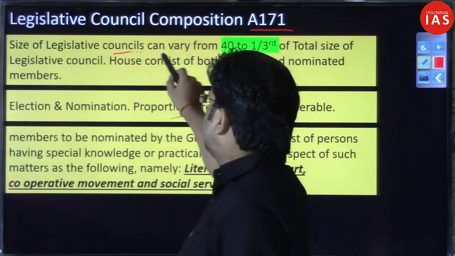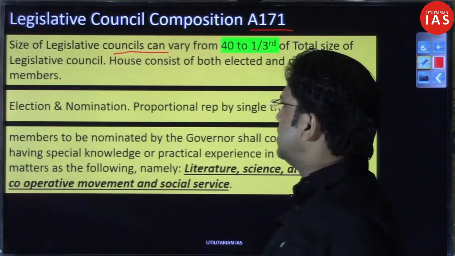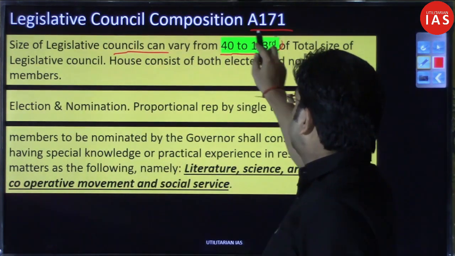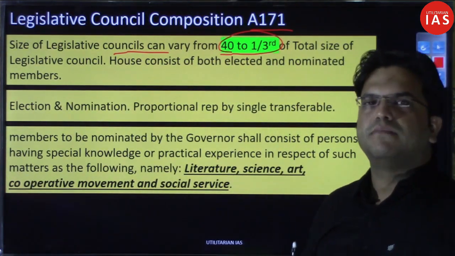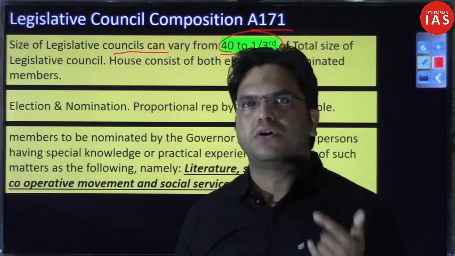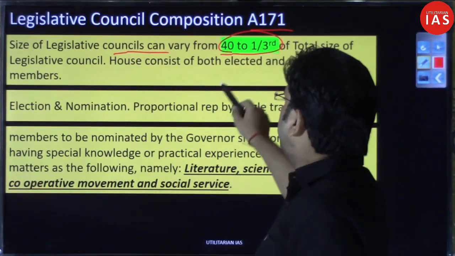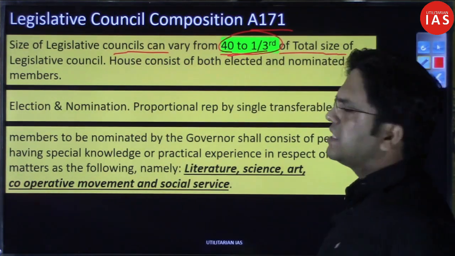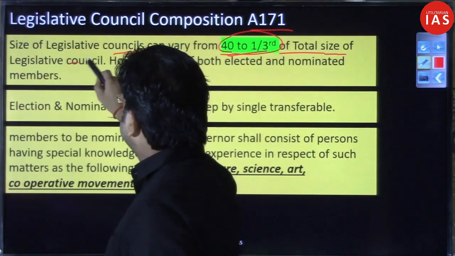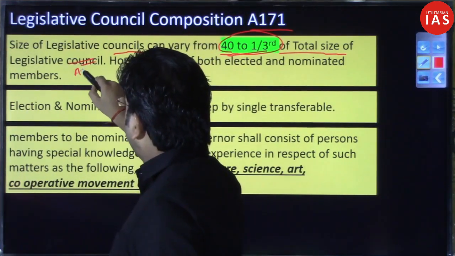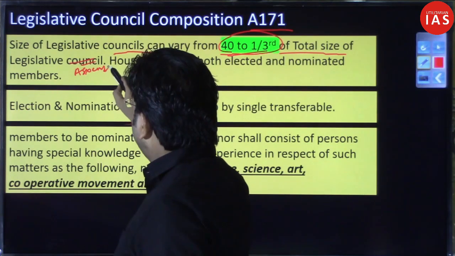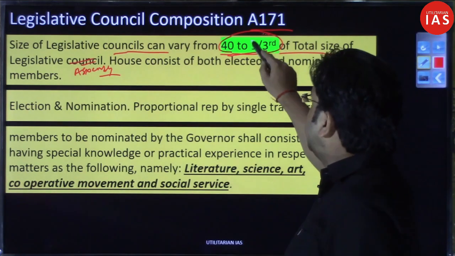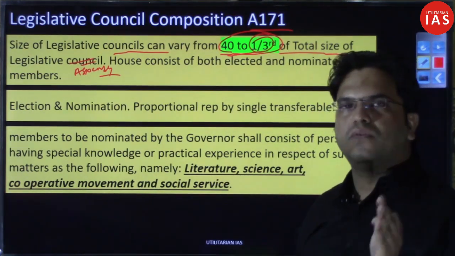Now the size of the legislative council. This size is not fixed. For different states the number can be different, but that number must follow a rule: the number of members that a legislative council of a particular state will have will vary between 40 and 1/3. 1/3 of what? Sorry, again a content mistake: 1/3 of the legislative assembly. So whatever the size of the legislative assembly of that particular state is, the maximum size of its legislative council can be 1/3 of the assembly size.